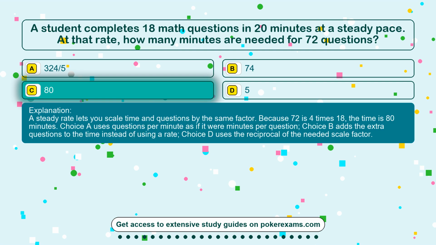A steady rate lets you scale time and questions by the same factor. Because 72 is 4 times 18, the time is 80 minutes. Choice A uses questions per minute as if it were minutes per question, choice B adds the extra questions to the time instead of using a rate, choice D uses the reciprocal of the needed scale factor.